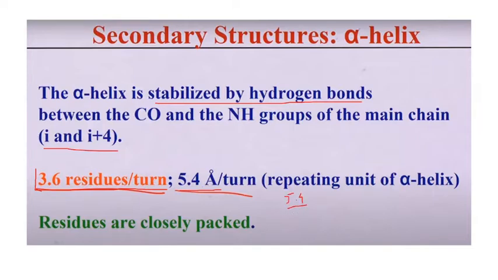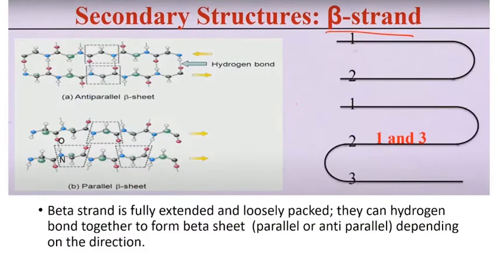You will get how many angstrom units per residue, right? The repeating unit of alpha helix. And these residues are very closely packed due to hydrogen bonds. Now there are two types of structures: one is the alpha helical, which we call the helical structure, and the other one is the beta strand.